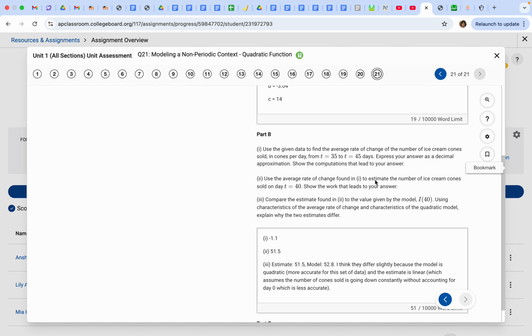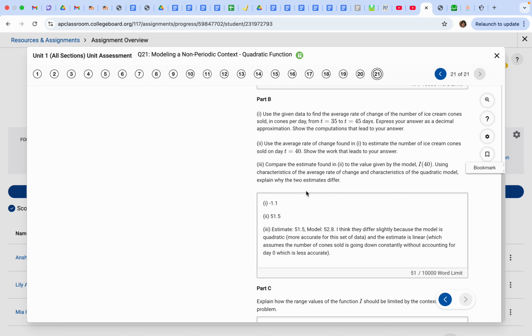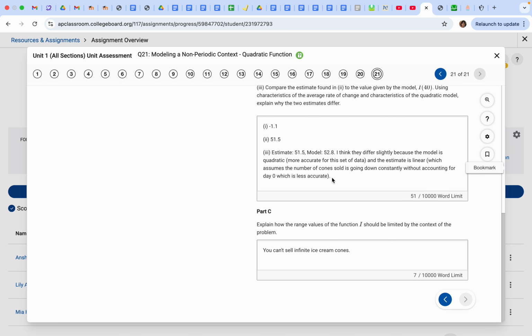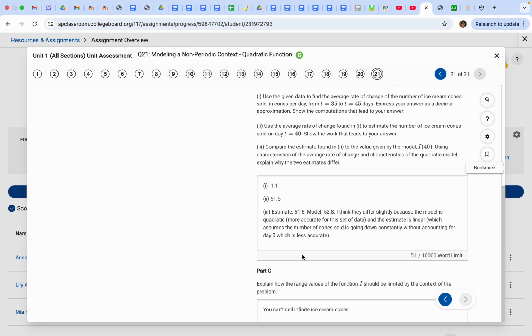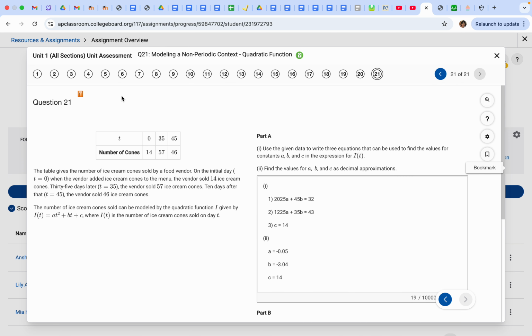Use the average rate of change you estimated to find day 40. Show your work of how you got to that. Compare that estimate to the model, and then explain why these 2 would be different. And you really had a lot of these ideas. And then it says explain how the range values will limit the context of the problem. All right, and this is a calculator question.